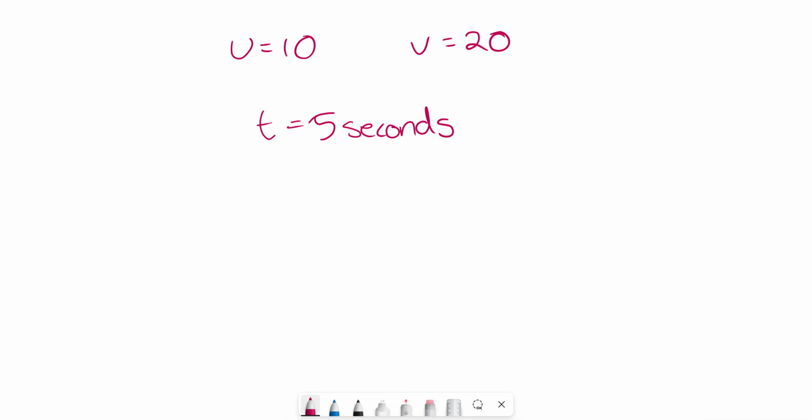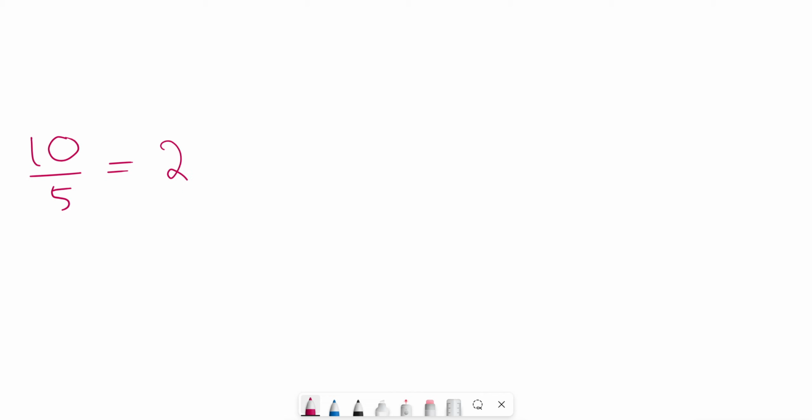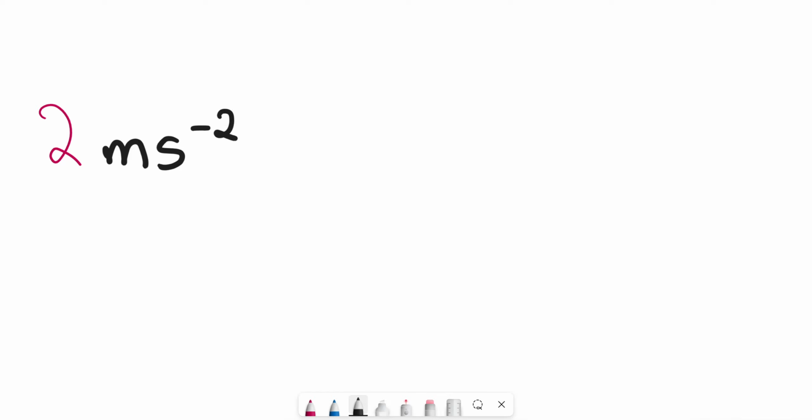Okay, now we just plug this all into the formula. V minus u, 20 minus 10 over 5. That's just 10 over 5, and that's 2. Now, this is the important part here: 2 meters per second squared.